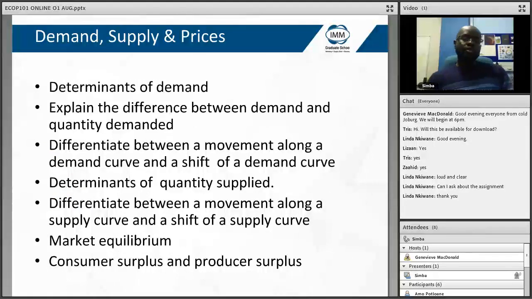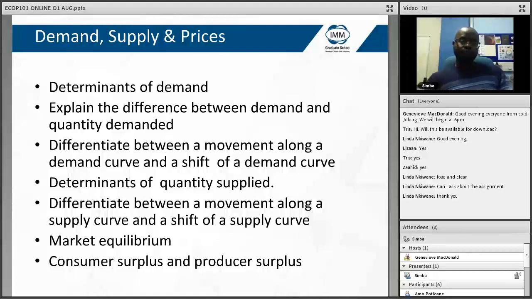All right. Then we move on to supply and demand. When you look at supply and demand, this is when maybe the real economics now starts. So when you look at supply and demand, it is important for you to know what are the determinants of demand.